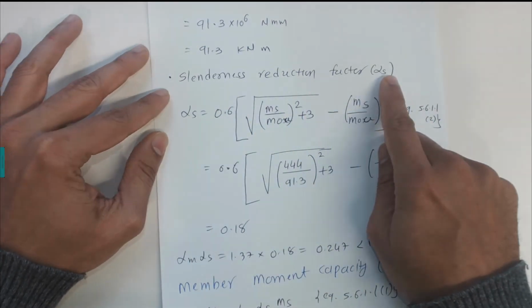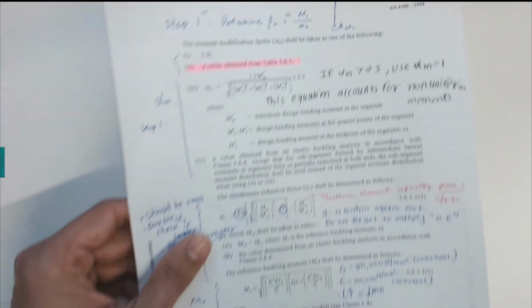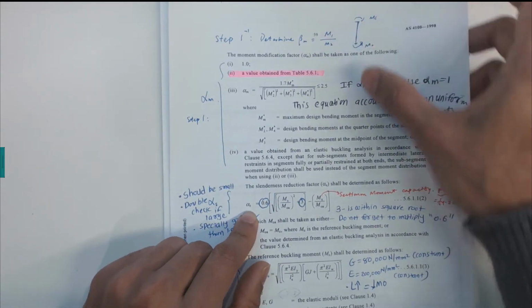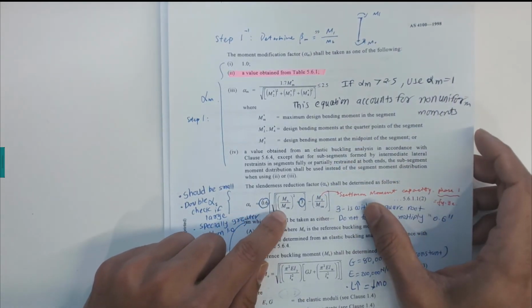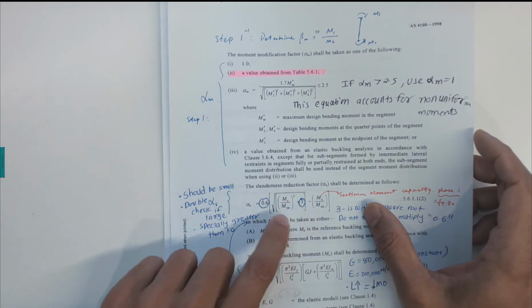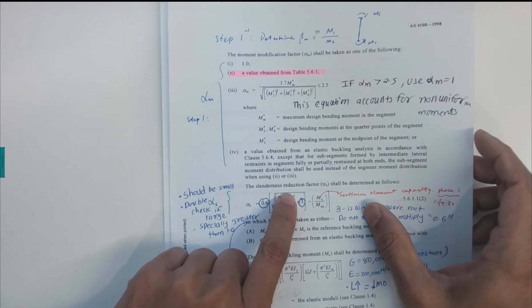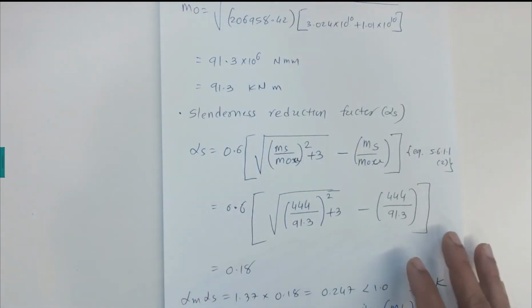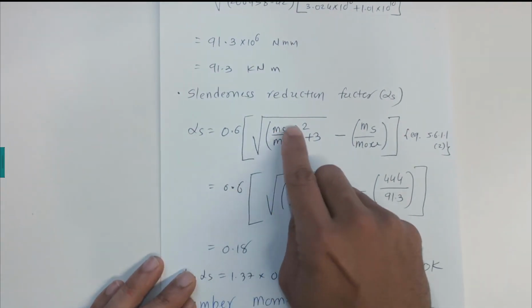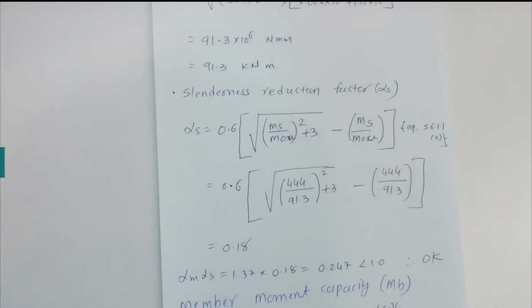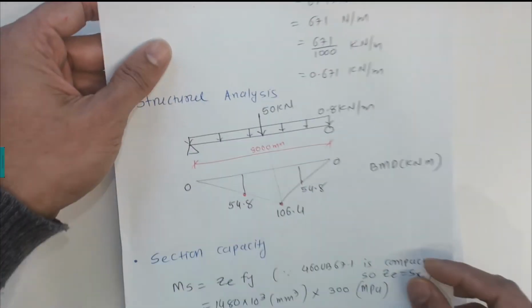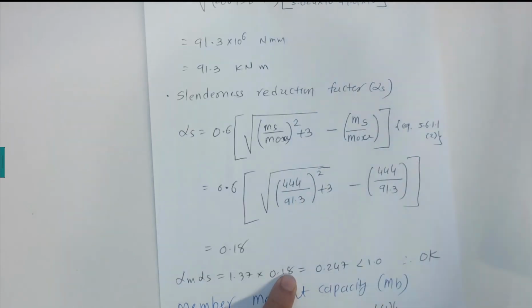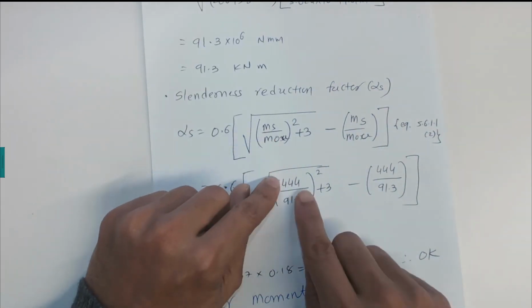Now the slenderness reduction factor, alpha s. Alpha s is given on page number 59. On page 59, alpha s is 0.6 times the bracket of sqrt((Ms over Moa) squared plus 3), minus Ms over Moa. Please note this 3 is within the square root, and we need to multiply 0.6 with the whole bracket. Now Ms, the section capacity, we found in the previous steps. We found this section capacity is 444 kilonewton meters.